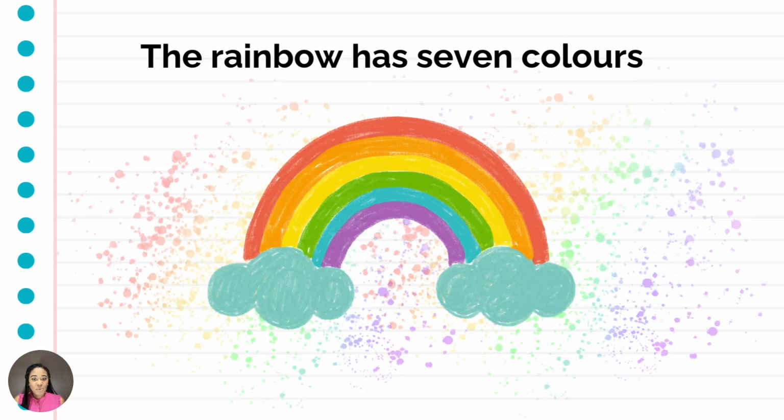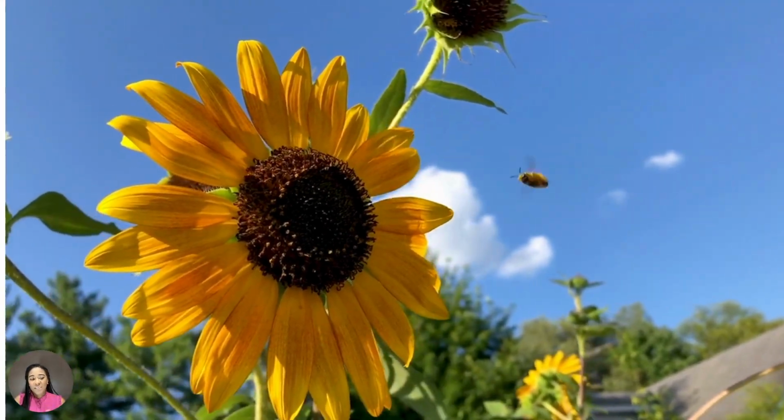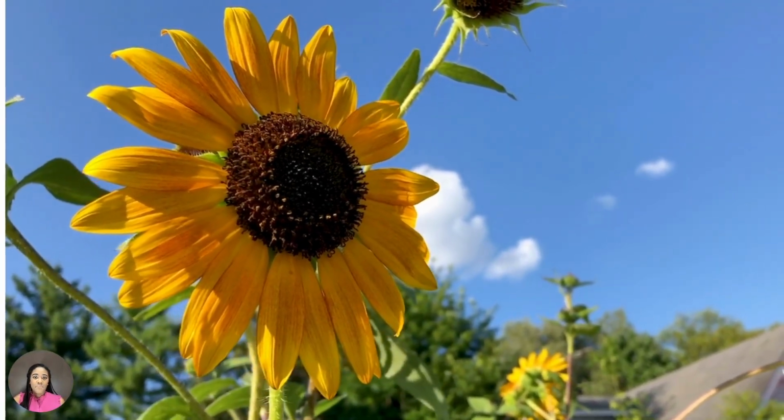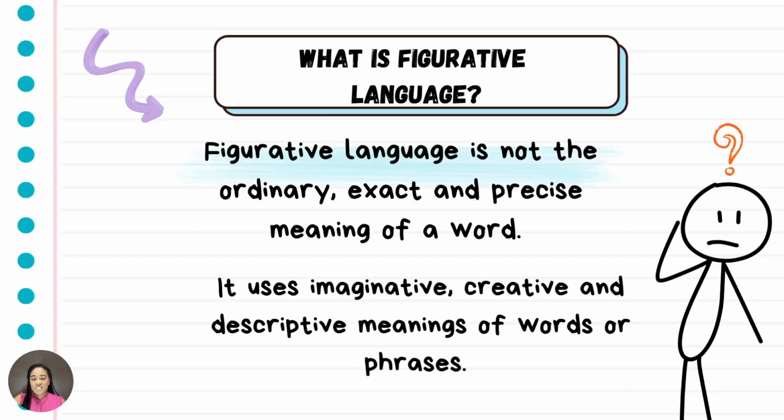And what is a rainbow? A rainbow is a pattern of seven colors. So when we hear of literal language, we should be taking words at their basic meaning. We don't want to add any meaning. We don't need to add any more imagination. We are taking the word for literally what it is.